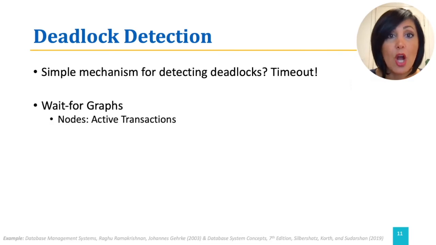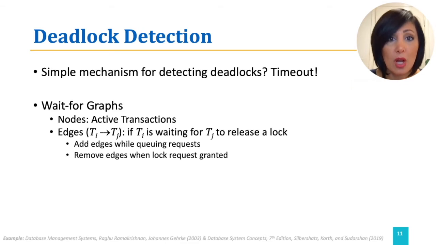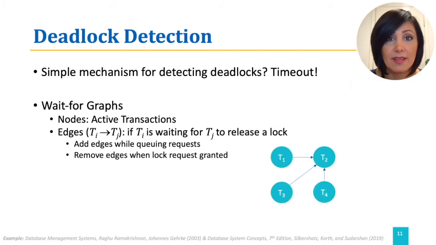The nodes of this graph are active transactions. The edges of this graph correspond to waits for locks. So, if transaction Ti is waiting for transaction Tj to release a lock, there will be an edge from Ti to Tj. The edges are added when requests arrive and queued while waiting. They are removed when lock requests are granted, and therefore the wait is resolved. For example, in figure A, T1, T3, and T4 are all waiting for T2 for locks they need.